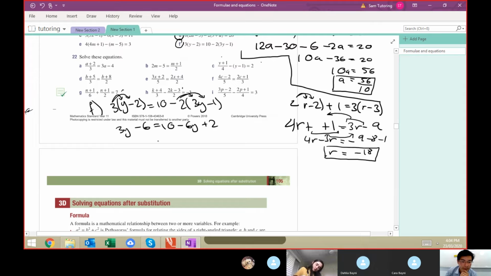Does everyone know that? Yeah. Cool. I got 2. You already solved it faster than me. Well, that's very good. See the 6y here? I want to keep it positive, so I'm going to take this to this side. That's 3y plus 6y. 10 plus 2 plus 6. You get 9y. You get 18, and the answer is 2. Well done.